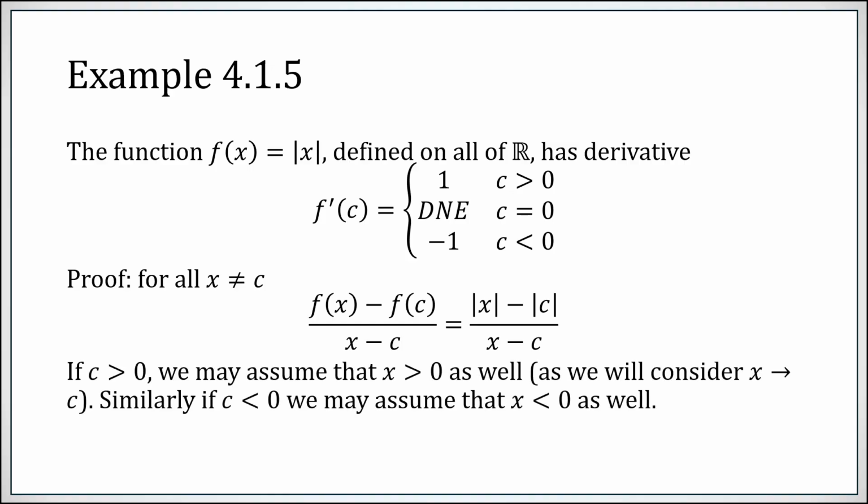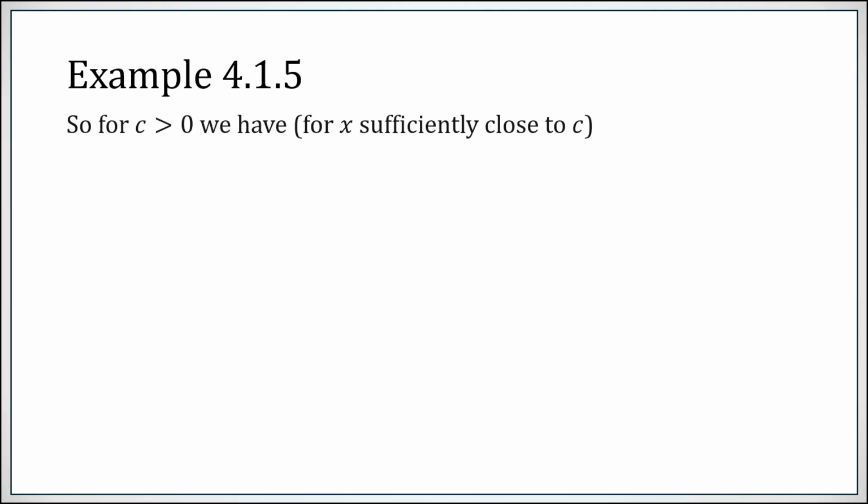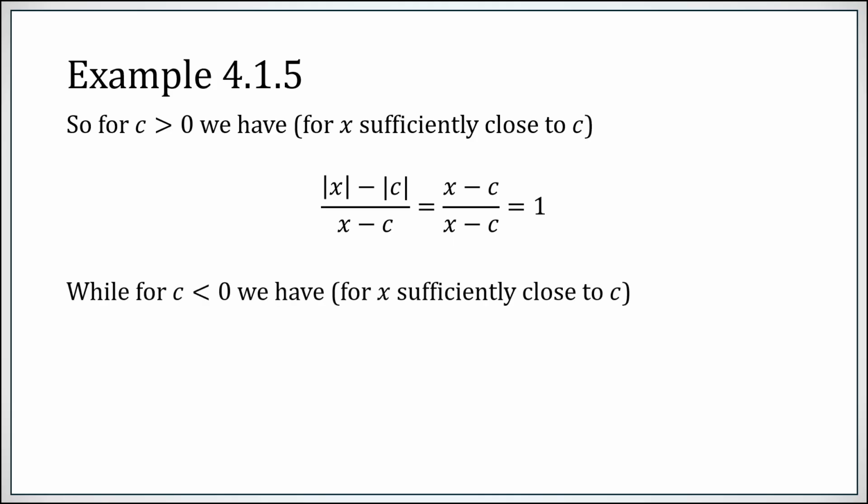Now, when c is positive, as x approaches c, x must also be positive. Similarly, if c is negative, as x approaches c, x will have to be negative as well. So, when c is positive and x being very close to c means x is also positive, the absolute value function functionally does nothing. We end up with x minus c over x minus c, and that's just going to be 1. So if we take a limit as x approaches c of that constant 1, you get 1.